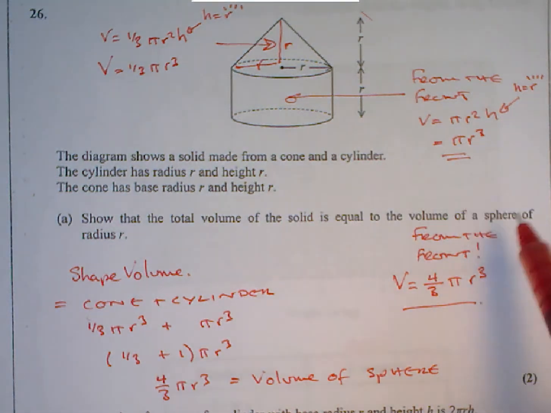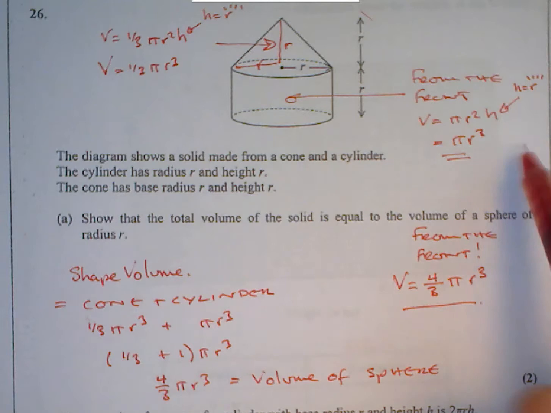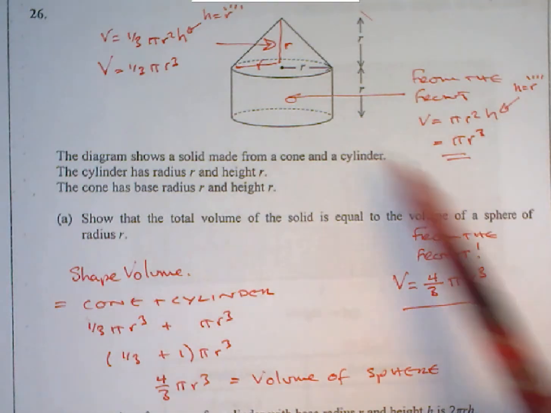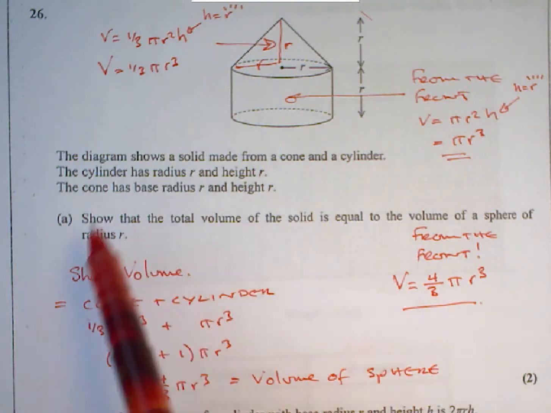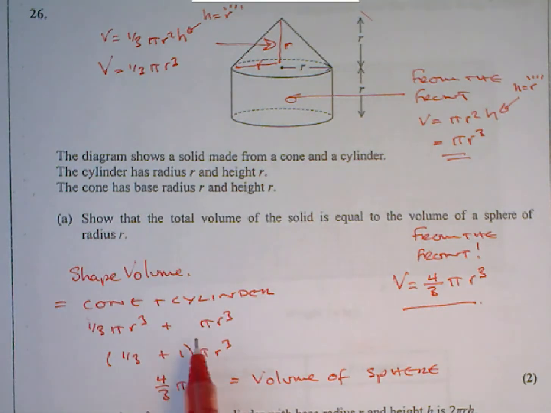Some of you might be able to realize that you've got a whole pi r cubed here and 1/3 pi r cubed, so that's 4/3 pi r cubed. But I've written a formula here. The cone is this one, the cylinder is that one, and if I factorize out the pi r cubed, I get 1/3 plus 1. And 1/3 plus 1 is 4/3, and therefore it's equal to the volume of the sphere, which we have written up here.